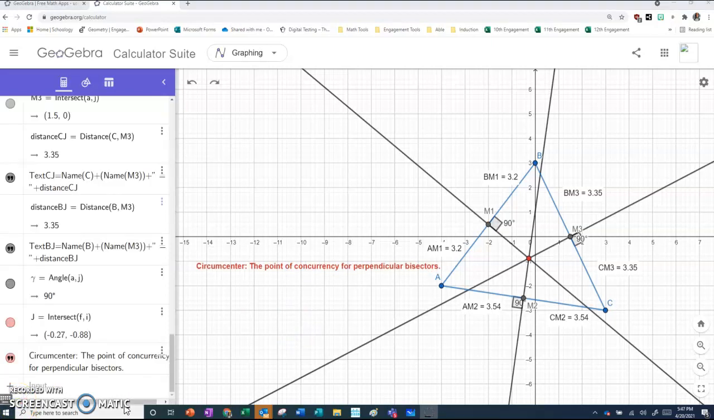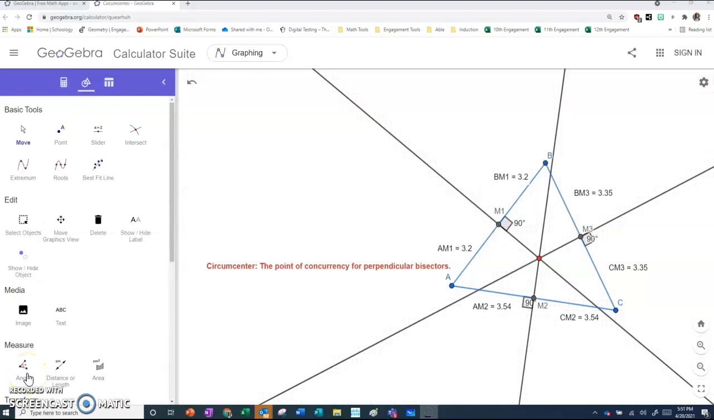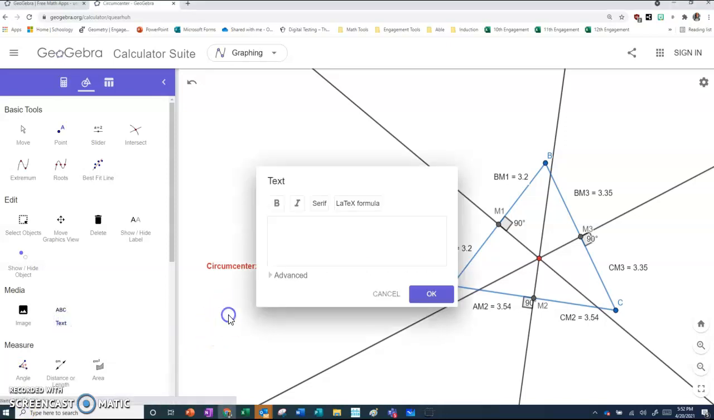So let's clean this up one last time by turning off the grid and turning off the axes. So what's so special about the circumcenter? I want you guys to find this out. Draw segments from the vertices to the circumcenter. Find the length of those segments. What do you find out? Use the text tool again and complete this sentence.